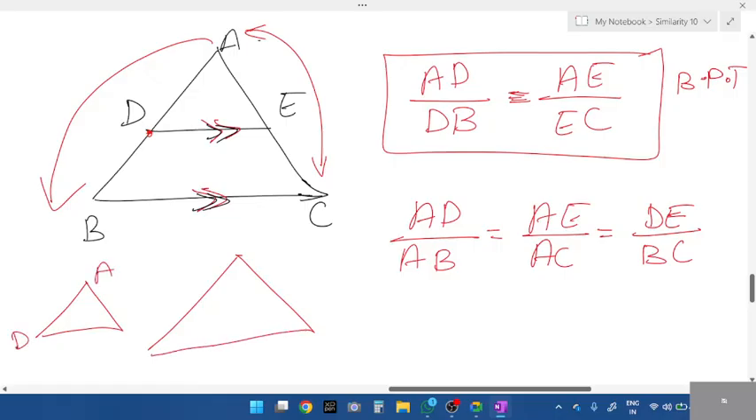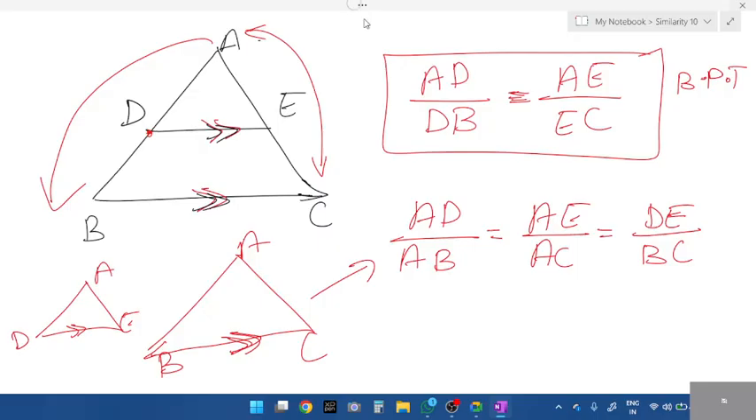A, D, E. A, B, C. So when two separate diagrams are given and parallel lines are given like this, students, remember this formula. Look here. Left hand side AD, right hand side AB. Did you all understand? AD divided by AB, full length concept.